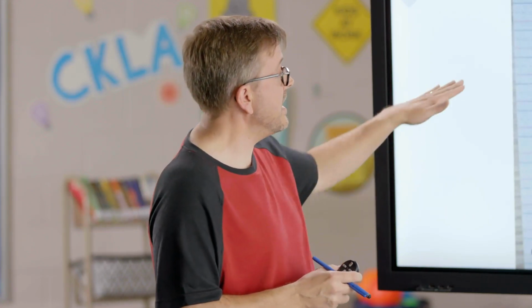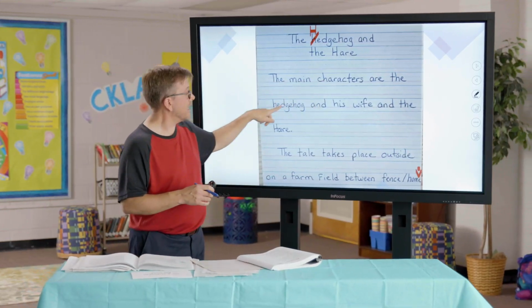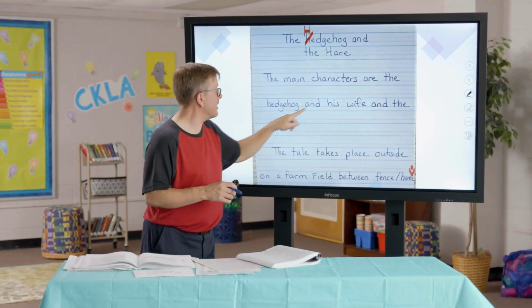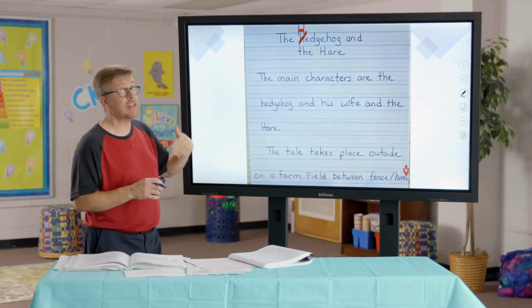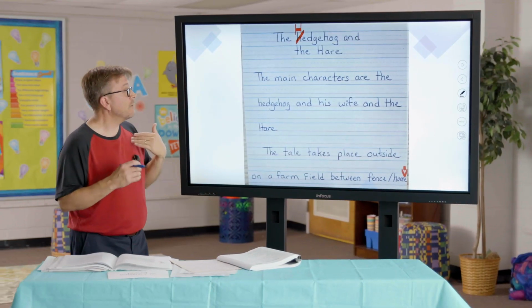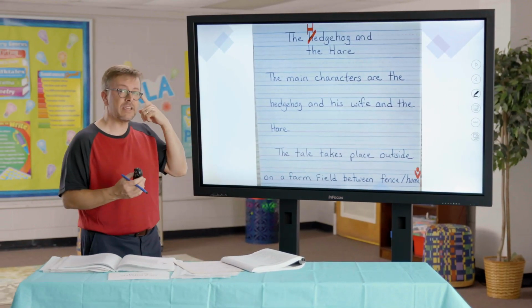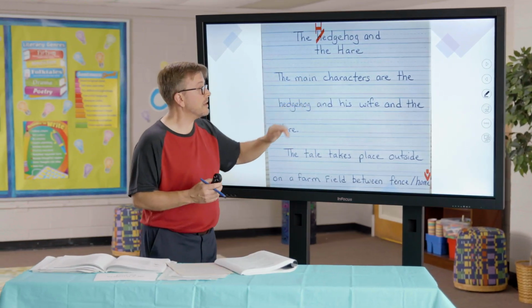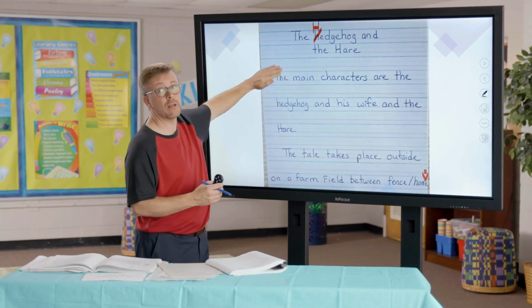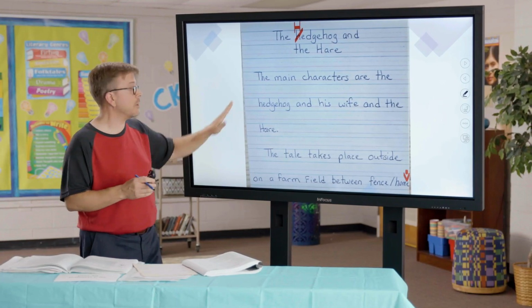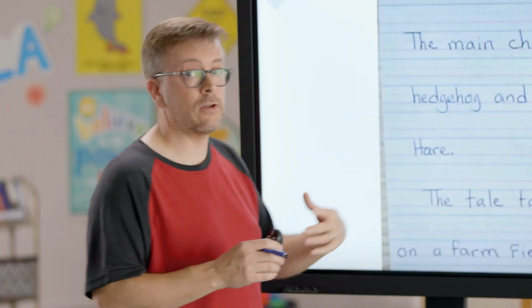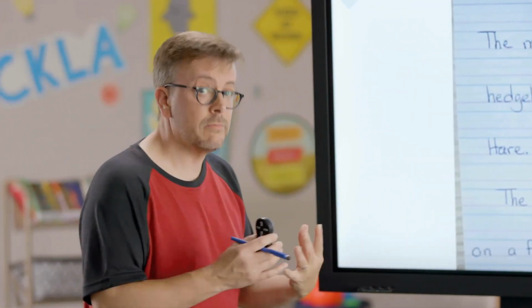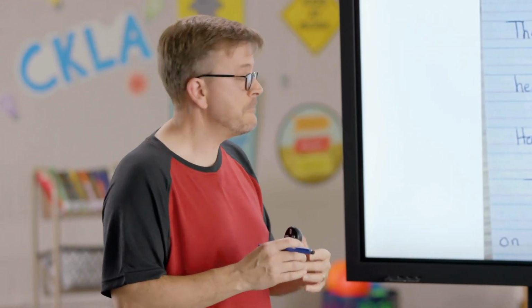So if we start at the beginning, the main characters are the hedgehog and his wife and the hare. All those spellings look good to me. What I was doing while I was looking at that, I was thinking about the sounds of each of those letters, and I might have to look at each word. I might even need to cover up the other words while I'm doing it. Okay, whatever works for you to help you look at the word and the sounds in those letters to make sure they're combining and spelling the words correctly.